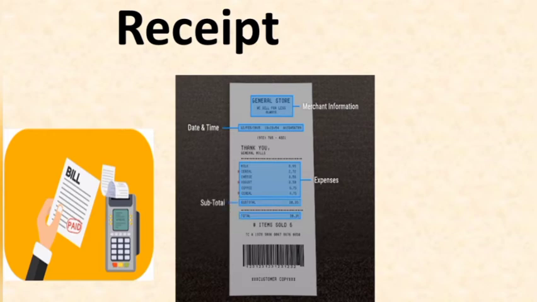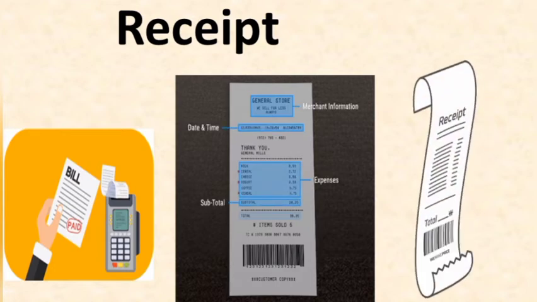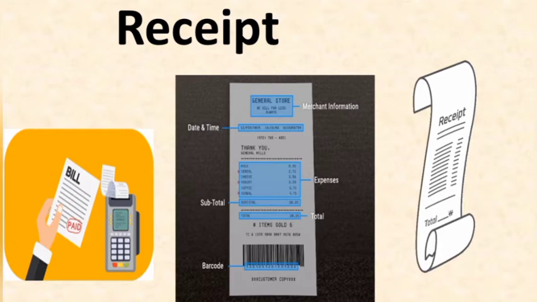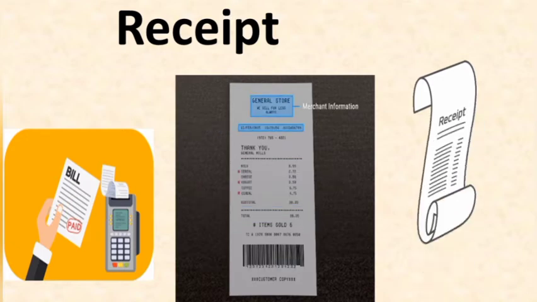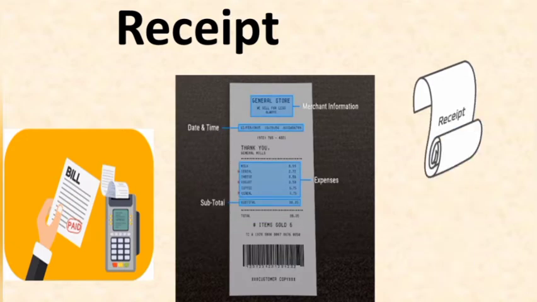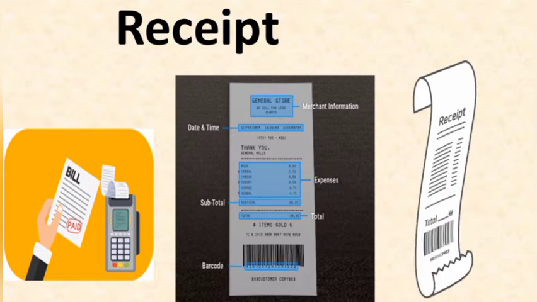We have also the receipt. A receipt is a document which serves as an evidence or proof of payment. This document is normally issued when goods are sold for cash to show that the customer has made either full or part payment of those goods.